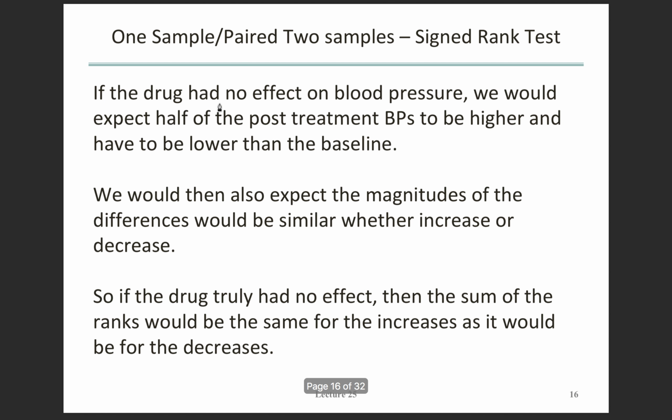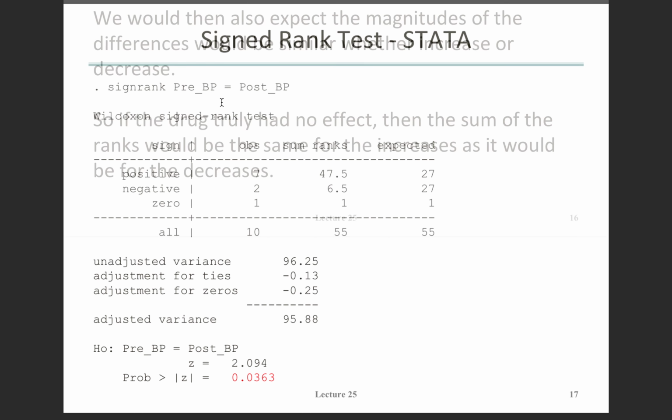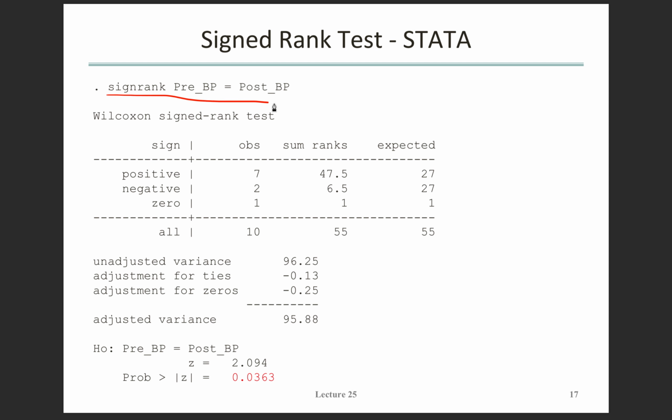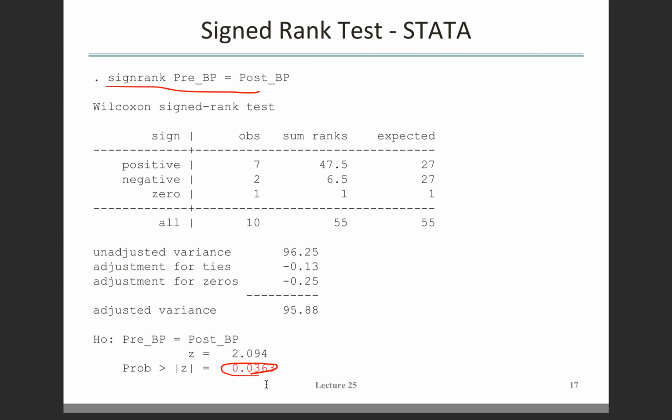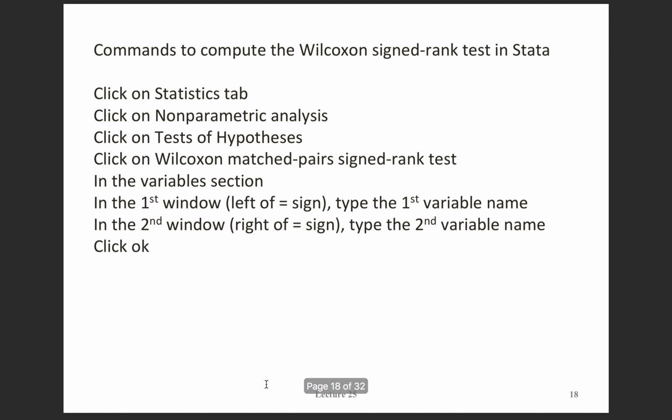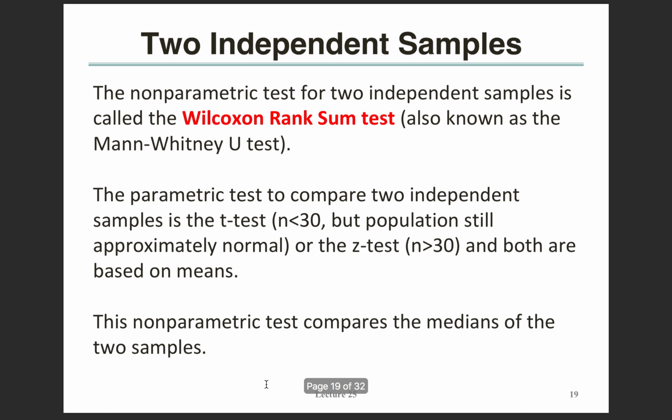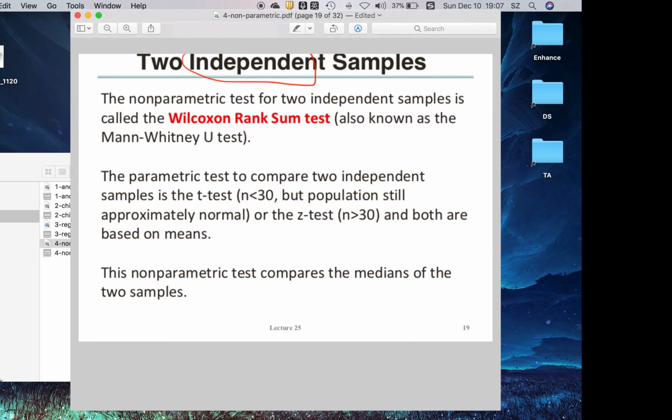And then if the drug has no effect, we would expect it to be half and half. You do the same thing with the other one. Then this is the command we're going to use, and this is the p-value. So that's where you're going to find everything, right? This is the right part. And this is the click where you can do it in Stata. And now for two independent samples, now we're changing. Let's take a pause here.